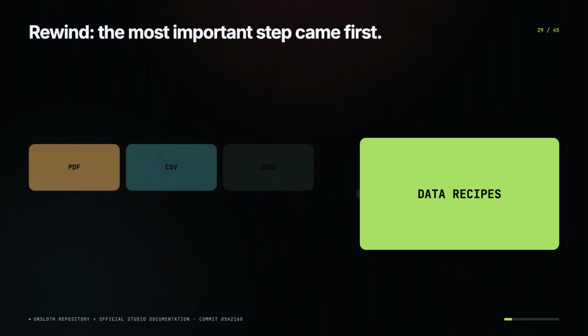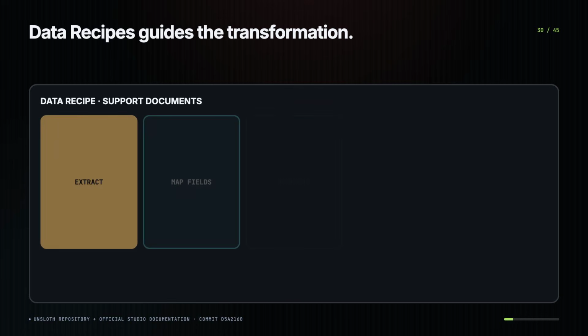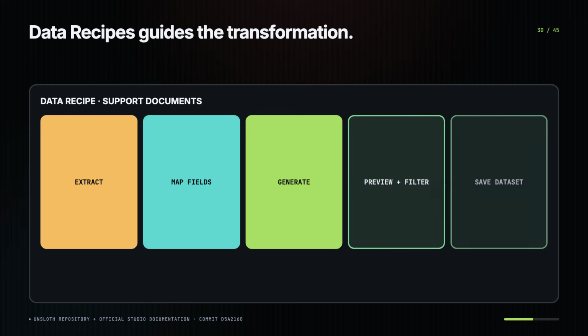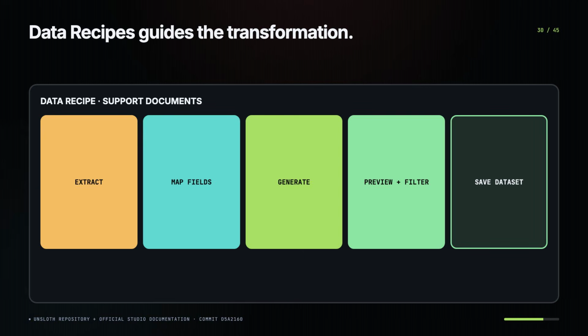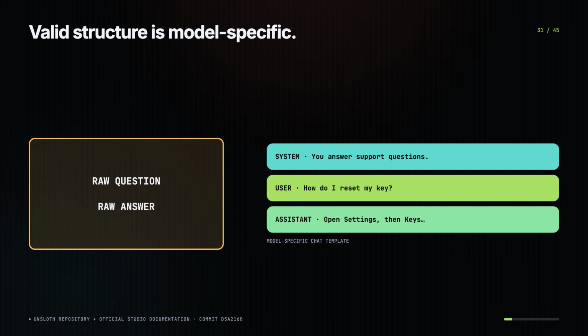Now rewind to the most important input. Data recipes ingest PDFs, tables, JSON, spreadsheets, and documents. The app extracts text, maps fields, generates examples, previews, filters, and saves a dataset. That turns an awkward collection of source files into something training code can consume. This is real workflow compression.